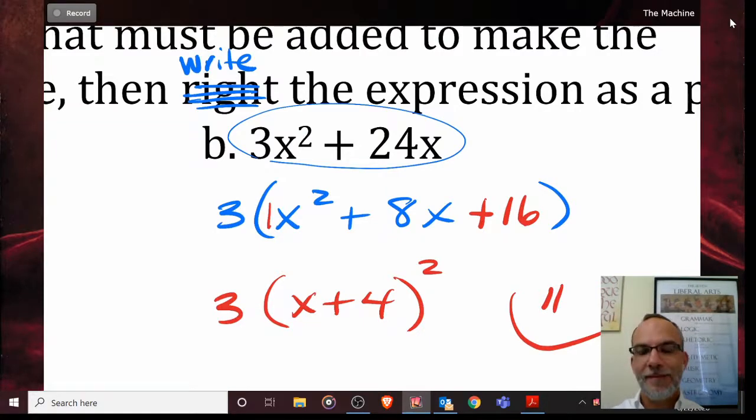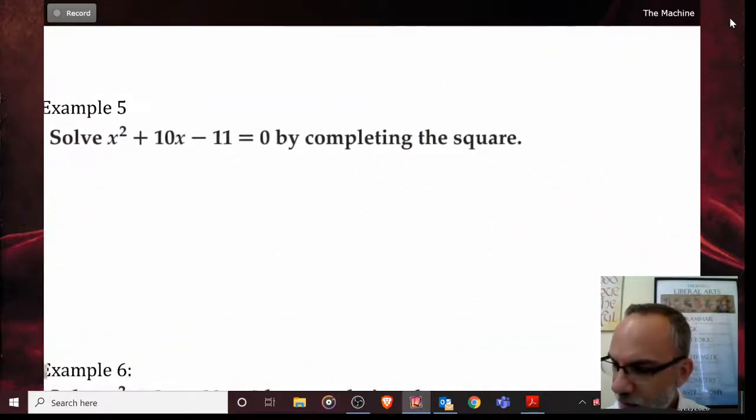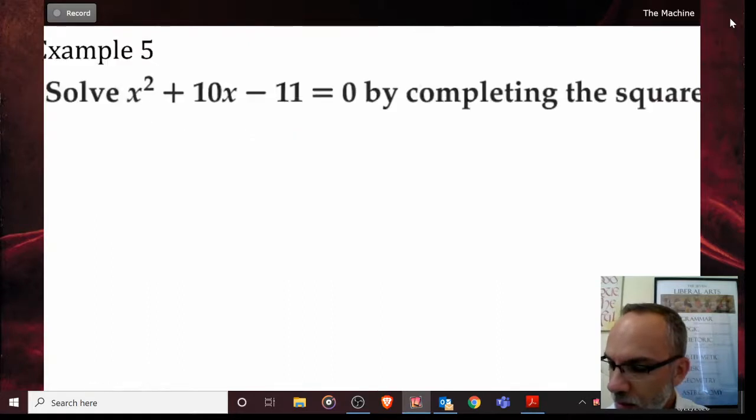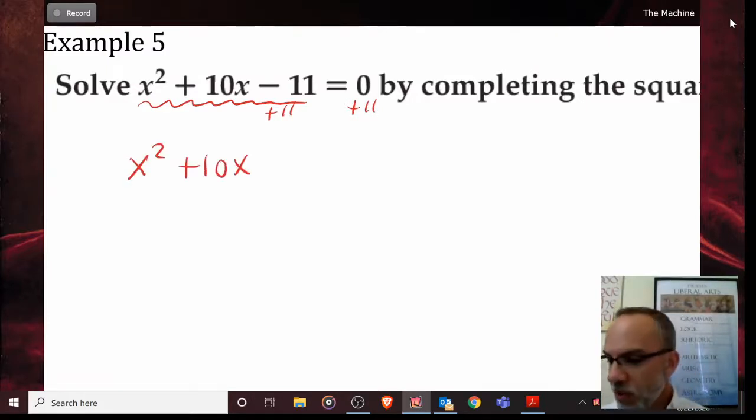Okay. Now you're going to use this skill to solve some equations. Solve this one by completing the square, because this is not a perfect square trinomial. Here's what I need to do. I need to take the c term, the constant, the thing that doesn't have an x, and move it to the other side. So I do that by addition. So plus 11 here, plus 11 here. So then I'm going to get x squared plus 10x, leave some space because you're going to add something in, is equal to 11.